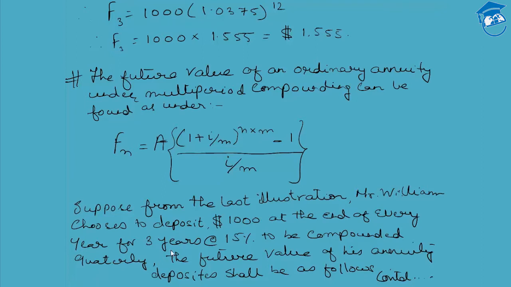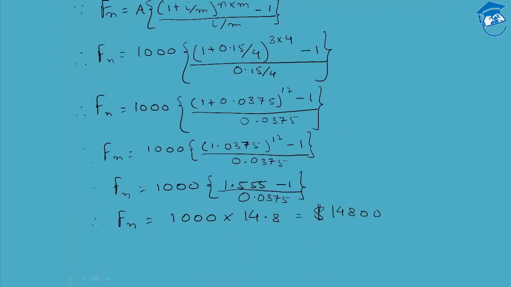Now let's try to tweak the last illustration which we handled in the case of Mr. William. Suppose from the last illustration, Mr. William chooses to deposit 1000 at the end of every year for 3 years at 15% to be compounded quarterly. What shall be the future value he shall be getting? So if Mr. William deposits 1000 USD at the end of every year for the next 3 years at 15% to be compounded quarterly, the future value of his annuity deposit shall look as follows.